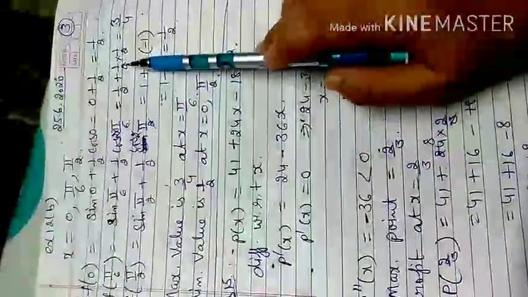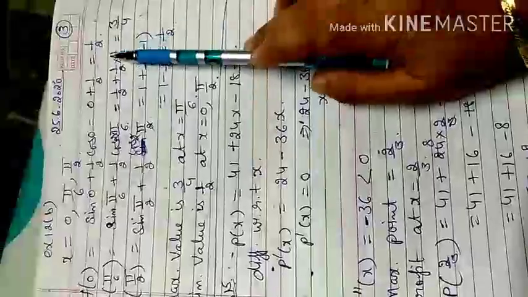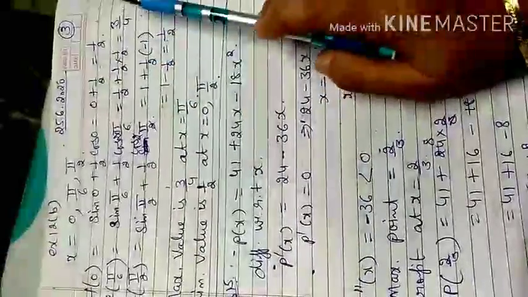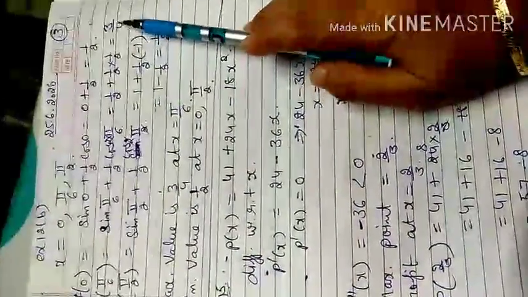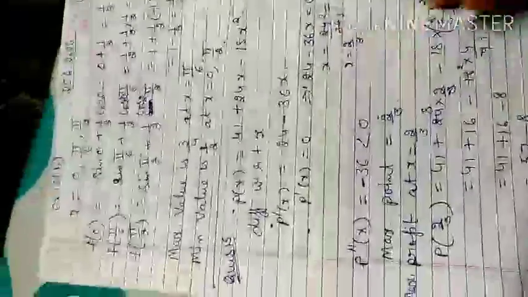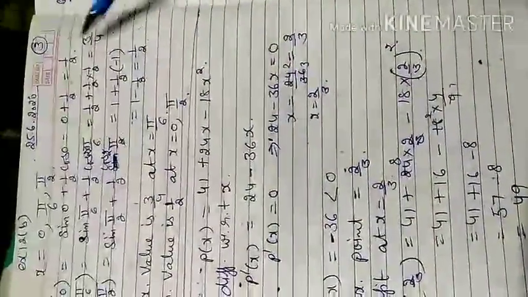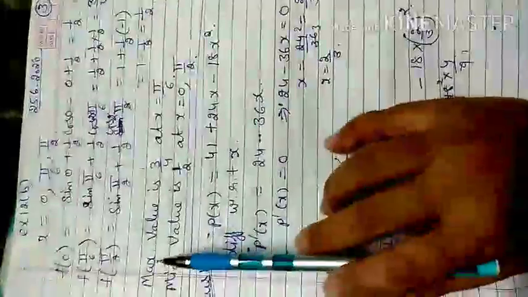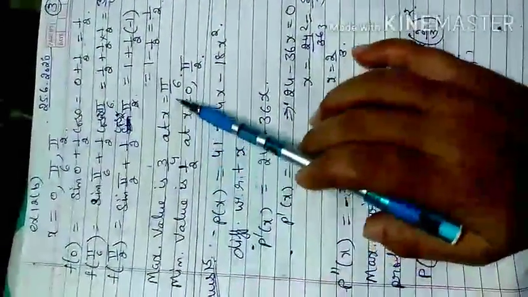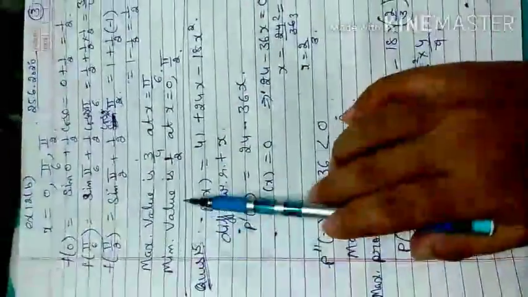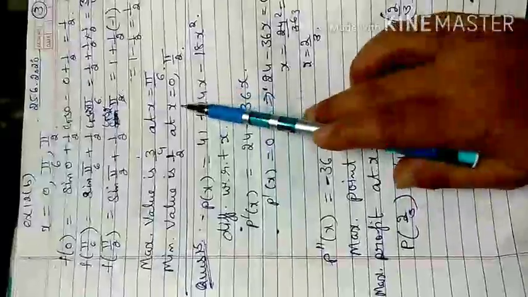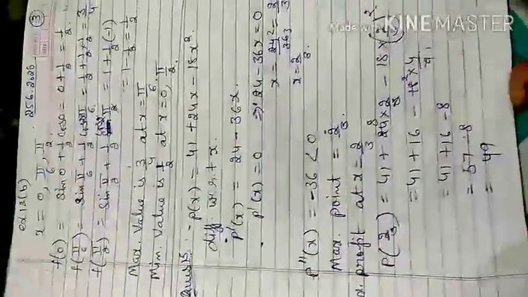Here 1 by 2 into 1 by 2 is 1 by 4, so 1 by 2 plus 1 by 4. When you take the LCM, your calculation will be 3 by 4. So the maximum value among these is 3 by 4 and the minimum value is 1 by 2. So we write maximum value is 3 by 4 at x is equal to pi by 6, and minimum value is 1 by 2 at x is equal to 0 and pi by 2.